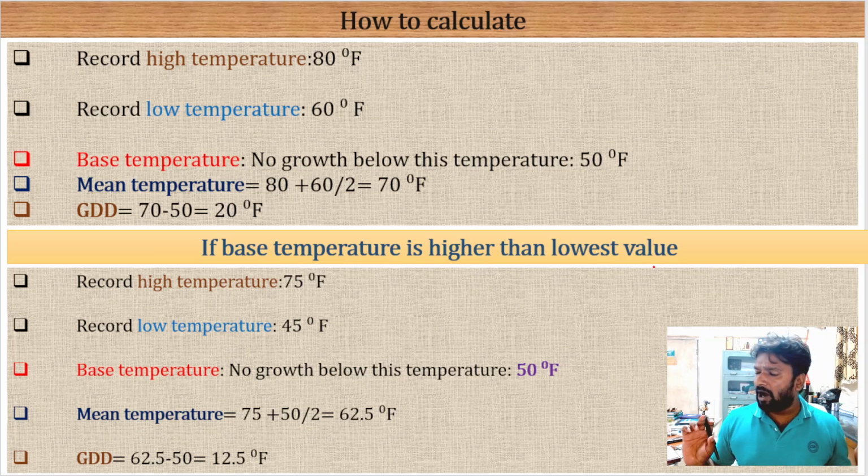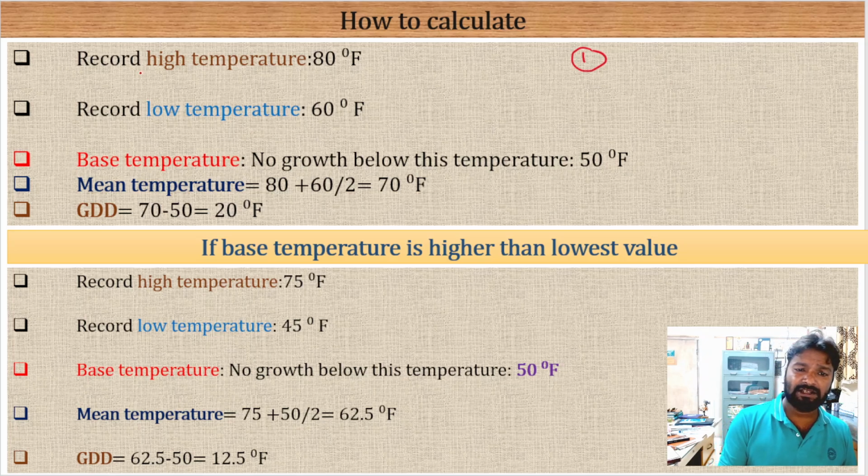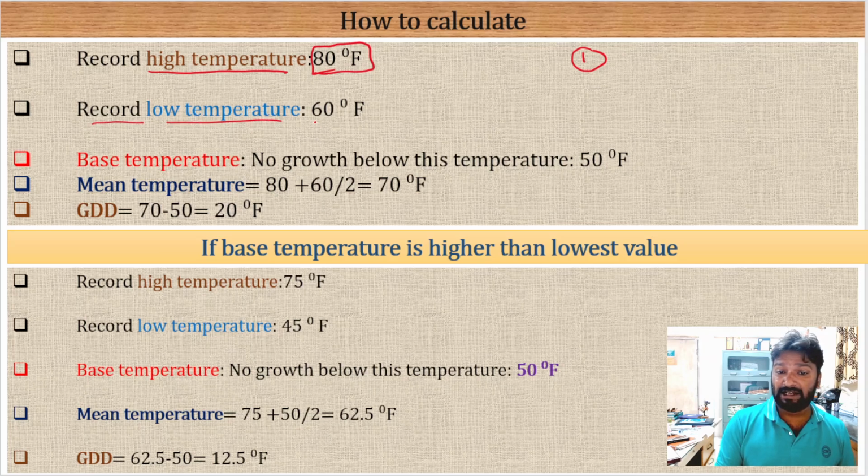Now, how to calculate this GDD? There are three cases. This is the first case. In the first case, we record the high temperature, that is 80 degrees Fahrenheit, and the recorded lower temperature, that is 60 degrees Fahrenheit. And third is the base temperature, the temperature below which there is no growth, and that is 50 degrees Fahrenheit.